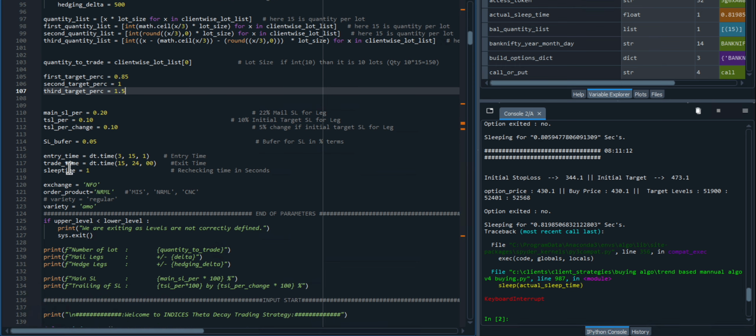Now there is an SL also based on the premium. If you don't want to follow this one, again you can put a higher SL, so it will follow only the range SL, which will be the upper and the lower range.